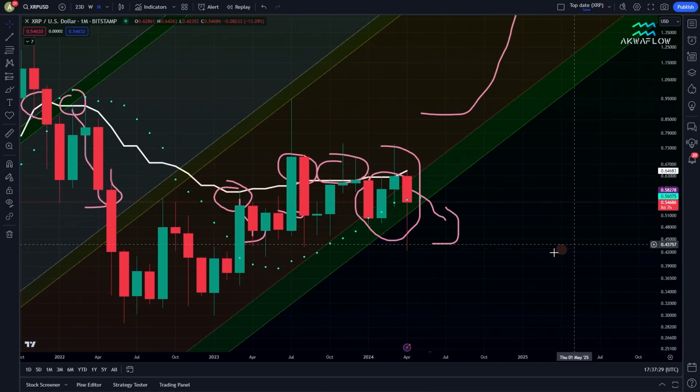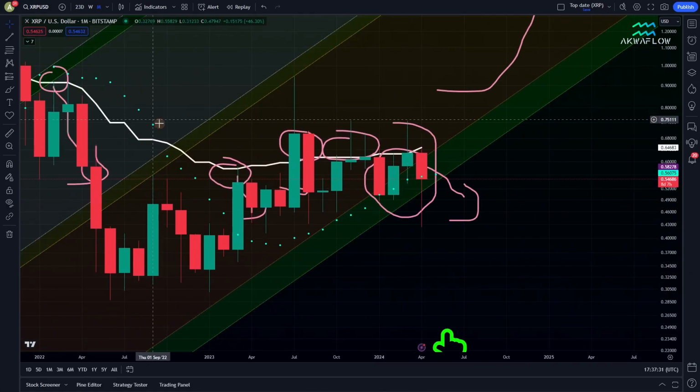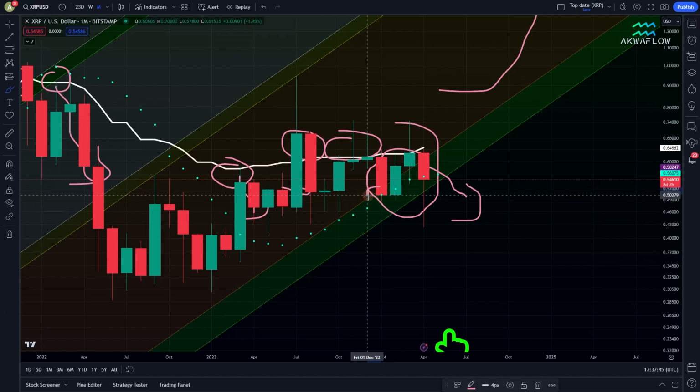At the same time, we have the bull market support with the blue dots. You remember that we crossed the bull market support, right? And we started using it as a support after the bear market when we were below the line. And now XRP is fighting to stay above the blue dots.